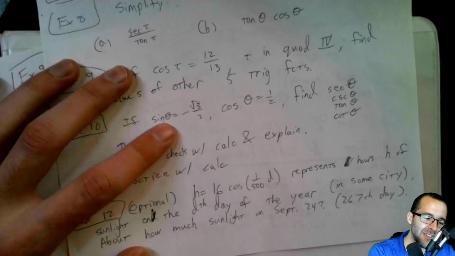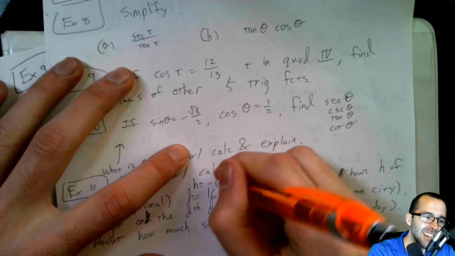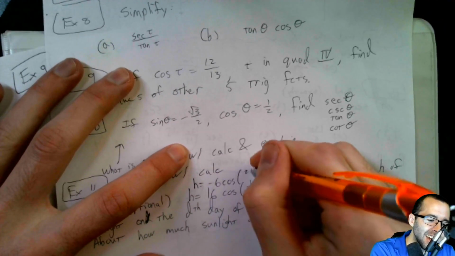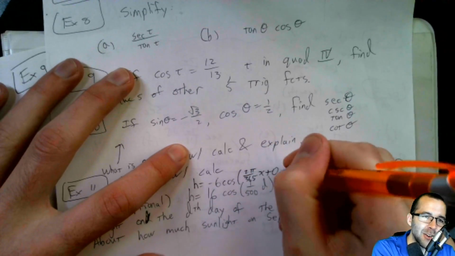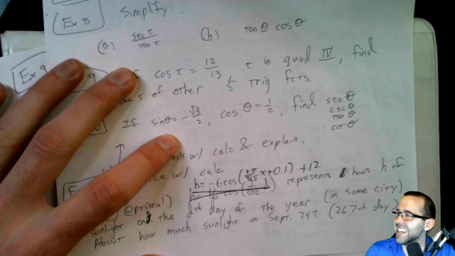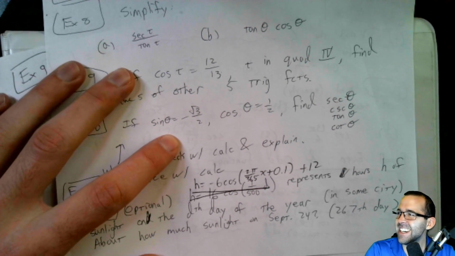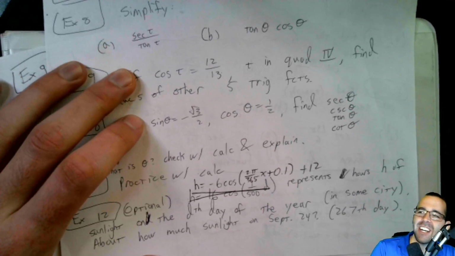I'm talking about this with my face-to-face class tomorrow. Let's say h equals -6 cosine of 2 pi over 365 x plus 0.1, plus 12. Great. They'll never know. We did it. We did it, guys. Twitch chat saves the day.